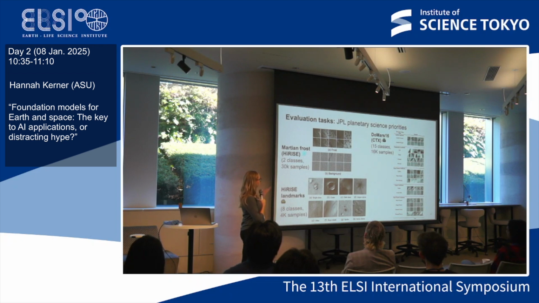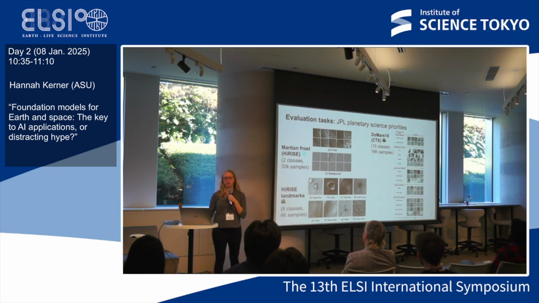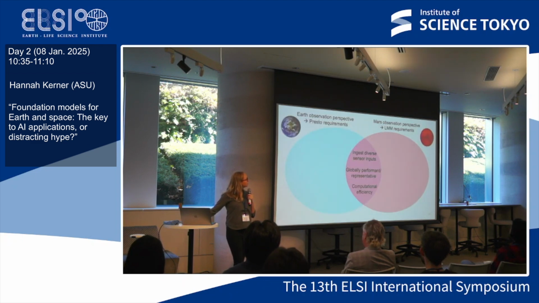So there's a project for mapping global Martian frost at JPL, and so that's one of our evaluation tasks. On the Planetary Data System imaging node, if any of you have used that, you might have noticed there's a content-based image search, so you can search for images that have craters or that have dust devils or whatever, and that's what this HiRISE landmarks data set is based on. And we have another data set that's called DoMars16, which is in CTX rather than the HiRISE sensor, of lots of different Mars features.